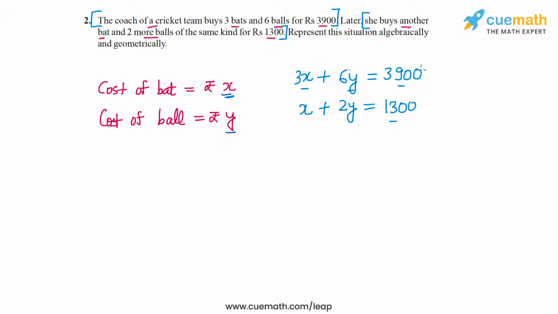So the given situation can be modeled as this pair of linear equations. The first one is 3x plus 6y equal to 3900. If you want, you can bring the 3900 to the left and write the equation as 3x plus 6y minus 3900 equal to 0. And similarly, the second equation is x plus 2y equal to 1300, or x plus 2y minus 1300 equal to 0. So this pair of equations is the algebraic representation of the given situation. Now let's plot the two equations to represent the given situation graphically.